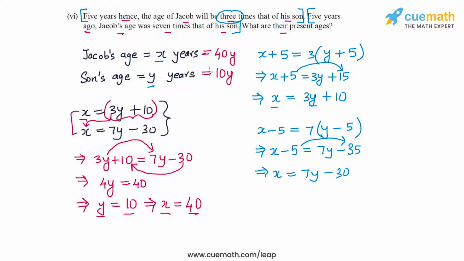Now let's verify quickly whether this aligns with what's given to us. So 5 years later, Jacob's age will be 45 years and his son's age will be 15 years. So Jacob's age will be 3 times his son's age. So that aligns with the first piece of information. And then 5 years ago, Jacob's age was 35 years and his son's age was 5 years. And 35 is 7 times 5. So Jacob's age was 7 times that of his son. So that aligns with the second piece of information given to us. So these answers, 40 years and 10 years, are correct for the ages of Jacob and his son. And this finishes this question of this exercise.